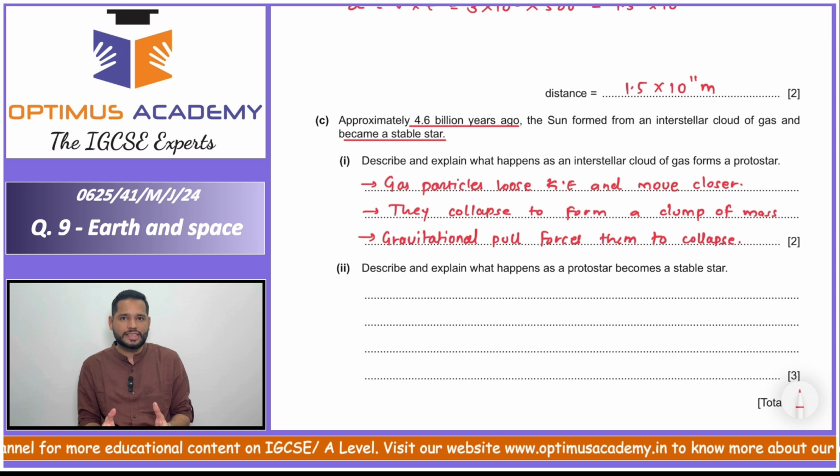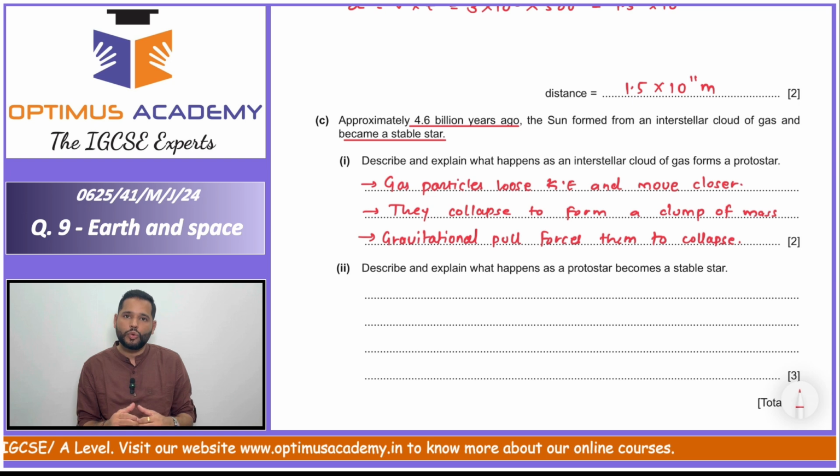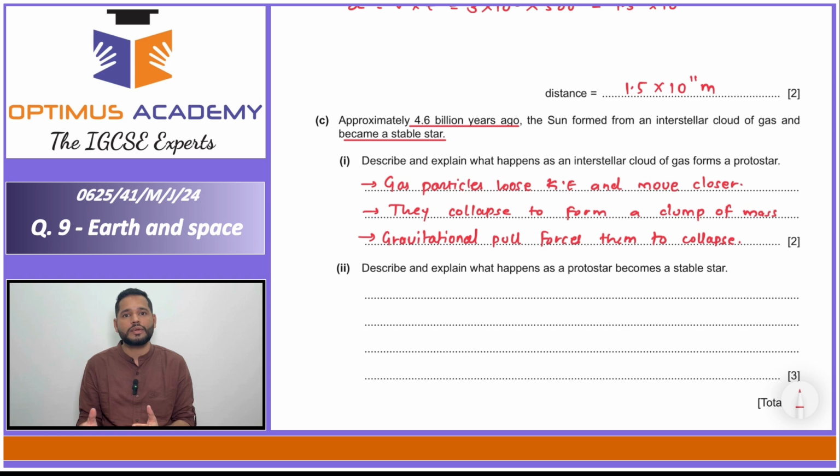Now the next question says, describe and explain what happens as a protostar becomes a stable star. So when the protostar becomes a stable star, we will try to understand that first. As more and more matter starts coming into the clump, more and more heat energy is produced, and that leads to a nuclear fusion reaction. When the nuclear fusion reaction is continuing, still at that time more mass is fusing into the clump that is already formed. Eventually, the clump that is formed releases such intense heat radiations that for the remaining particles outside the protostar, it gets difficult to fuse into the protostar. At that stage, the further fusion of particles coming into the protostar stops, and the protostar then becomes a stable star.